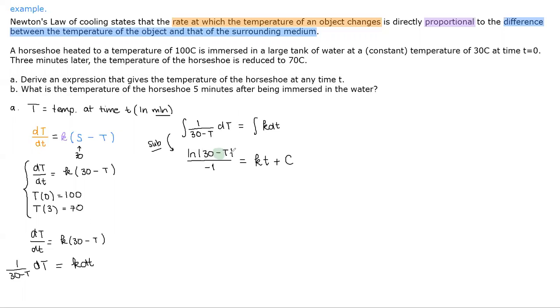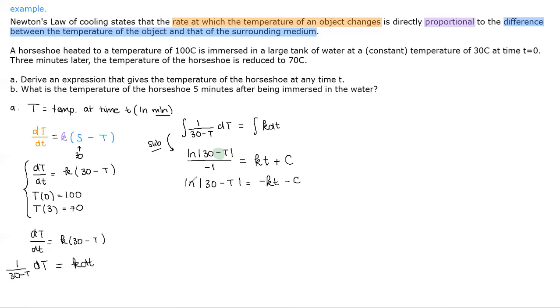What I'm going to have to do now is solve for T, right? So what I'm trying to find is the temperature as a function of time, which means that I'm going to try to find capital T as a function of lowercase t. The first thing is I'm going to multiply both sides by -1, which will give me that ln of 30 minus T is equal to minus k times t minus c. And this is by just distributing the -1 right away.